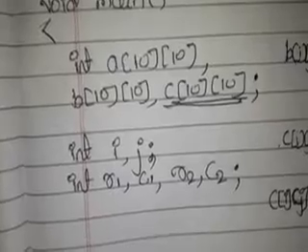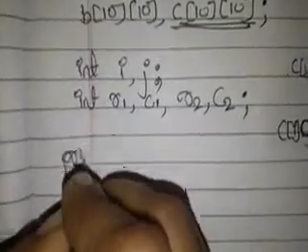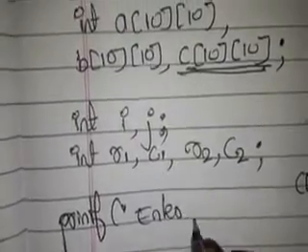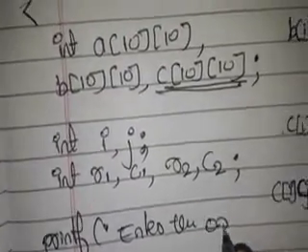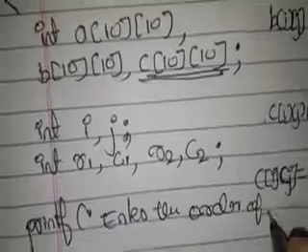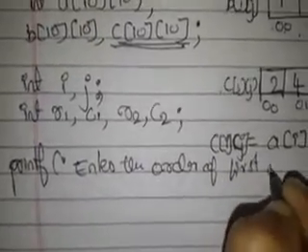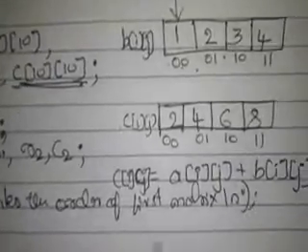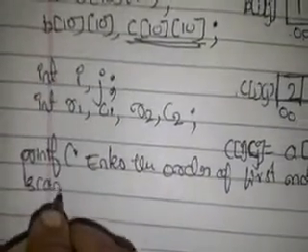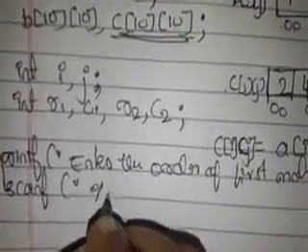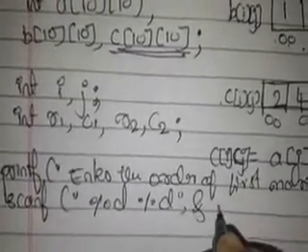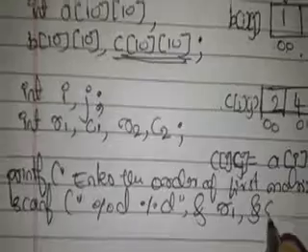So the first thing is I should ask the user to enter the order of the first matrix. Enter the order of first matrix. That is nothing but %d, ampersand R1 comma ampersand C1.